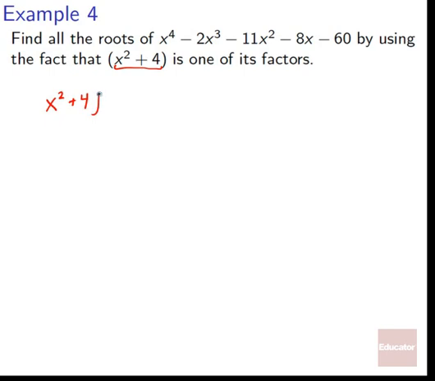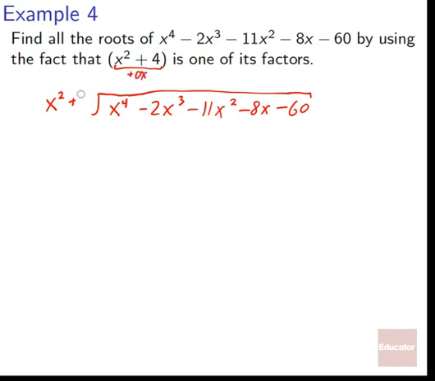So x squared plus 4, we plug in x to the 4th minus 2x cubed minus 11x squared minus 8x minus 60. Great. So x squared plus 4 goes into x to the 4th. Oh, but notice, do we have an x in here? We don't, so it's once again plus 0x.